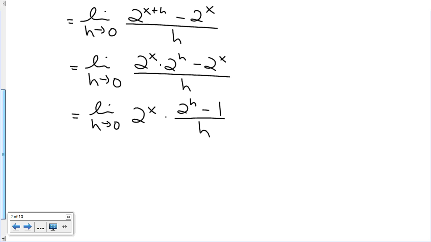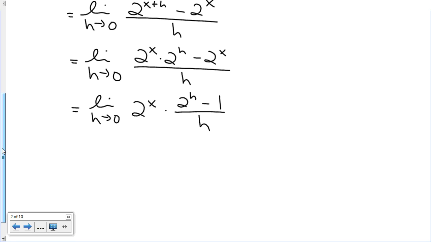And then what I have here is the limit of a product. And so we have a rule for our limits that says the limit of a product is equal to the product of the limits. That's one of our limit theorems. So this is the limit as h goes to 0 of 2 to the x times the limit as h goes to 0 of 2 to the h minus 1 over h.